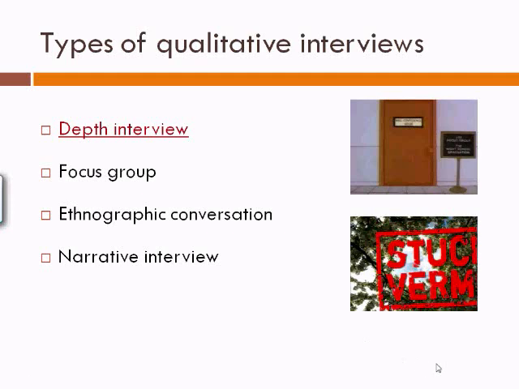Now that we know what an interview is and how it differs from a typical conversation, let's talk about the main types of qualitative interviews that researchers conduct.